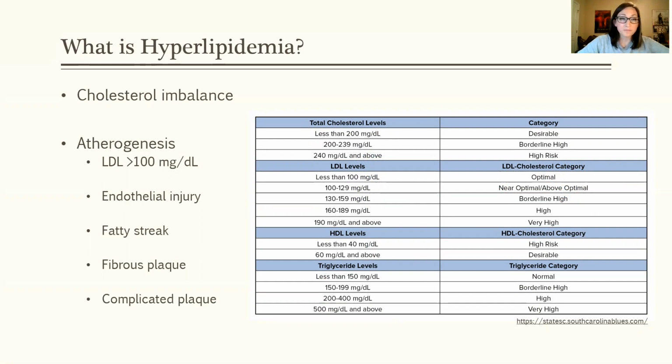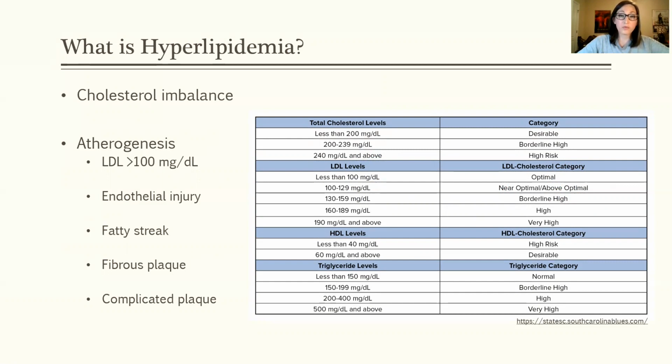Endothelial injury, when looking at atherogenesis, which is the formation of plaques within the blood vessels. Endothelial injury is caused by your risk factors for atherosclerosis, such as high blood pressure, smoking, and hyperlipidemia. So smoking, hypertension, hyperlipidemia.